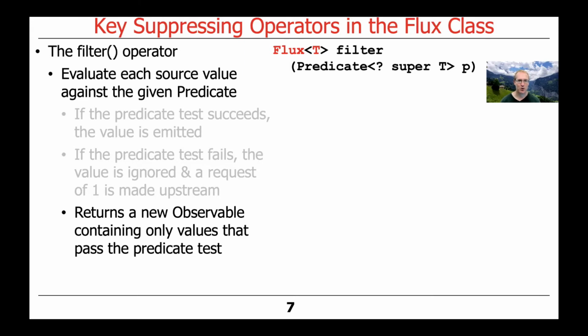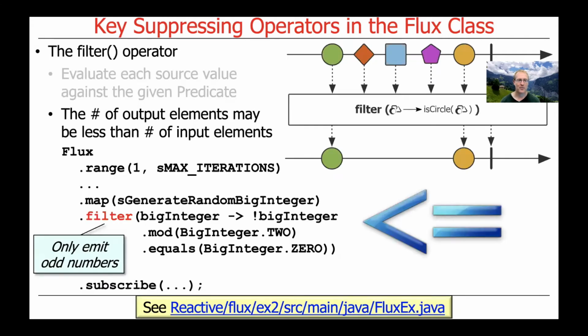So it's basically filtering, only it allows elements to go through that pass the filter. The number of output elements that come from applying filter could be less than the number of input elements. It could be equal. If every element passes the predicate test, they'll be equal. But if one or more of the elements don't pass, then of course you won't have as many elements in the output stream as you did in the input stream.